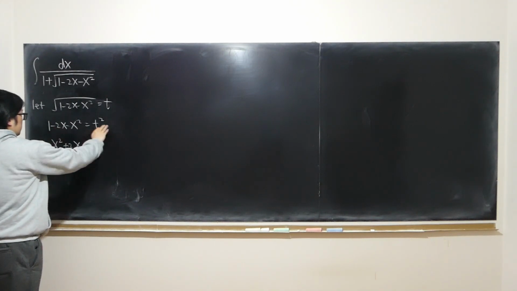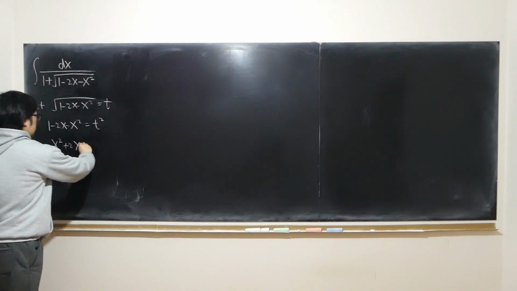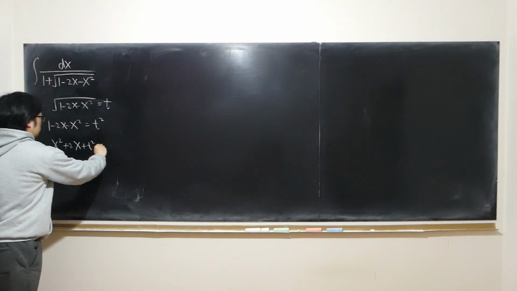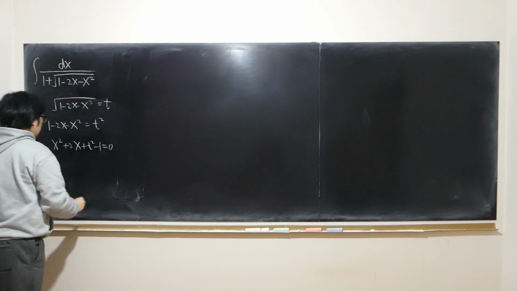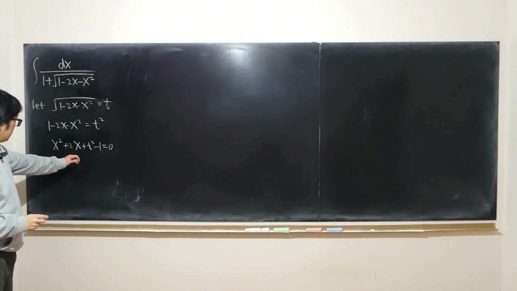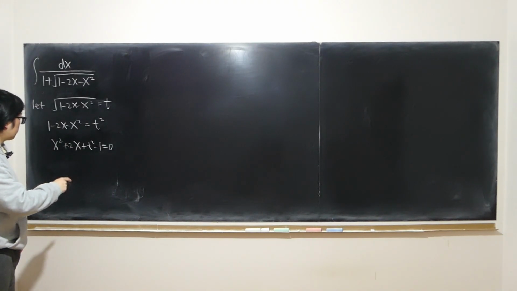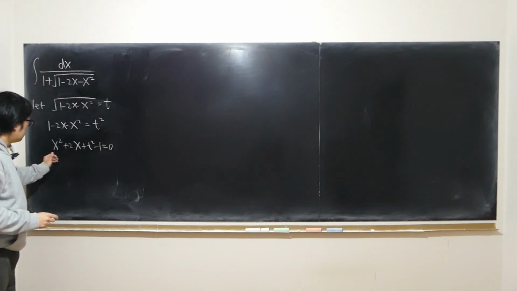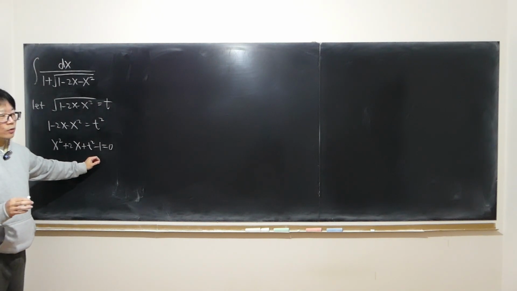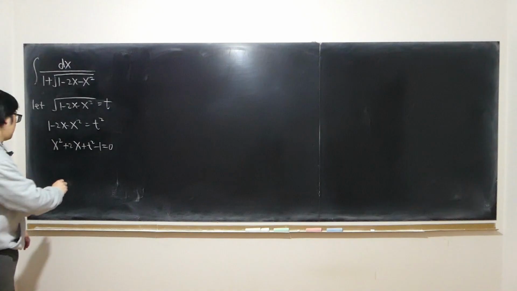move this term to this side, plus t squared minus 1 equal to 0. Solve for x. Yes, it's still going to involve some roots here, the square root of b squared minus 4ac. You cannot have a nice polynomial or rational fraction.